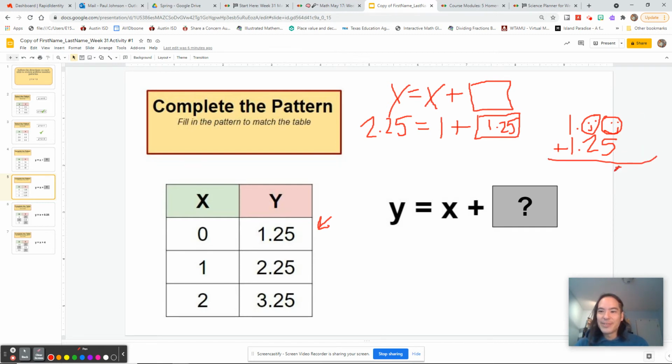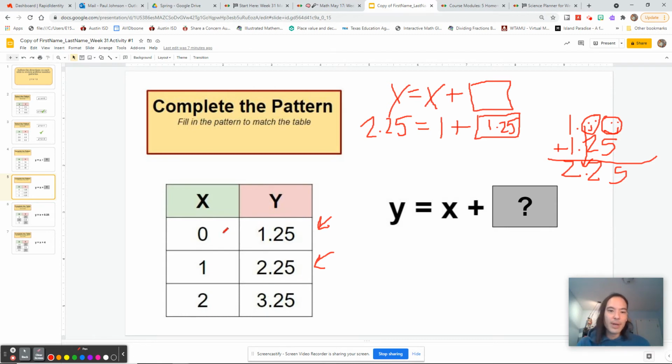Now, 0 plus 5 is 5. 0 plus 2 is 2. 1 plus 1 is 2. Drop the decimal point like it's hot. And we do indeed have 2 and 25 hundredths, which is our y value over here. So it looks like with 0 plus 1 and 25 hundredths, we get 1 and 25 hundredths. 1 plus 1 and 25 hundredths, we get 2 and 25 hundredths. And 2 plus 1 and 25 hundredths would equal 3 and 25 hundredths.